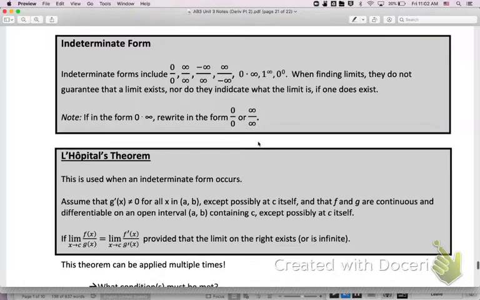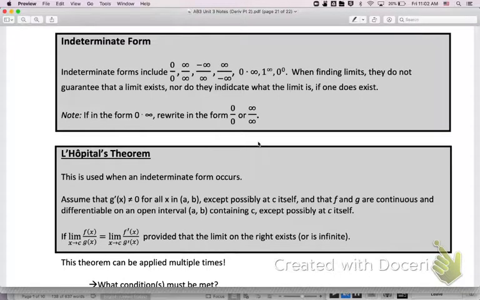L'Hopital's theorem is based off of obtaining an indeterminate form, and we've already talked about these a little bit. There are 7 indeterminate forms, only 7. These are the only 7. So 0 over 0, infinity over infinity, negative infinity over positive infinity over negative infinity, 0 times infinity, 1 to the infinity power, and 0 to the 0 power, okay? It doesn't guarantee that a limit exists.